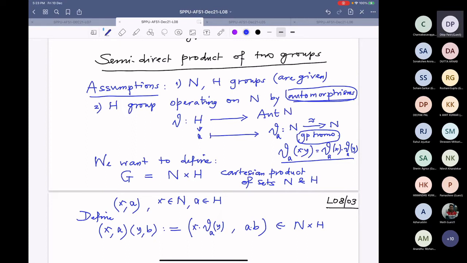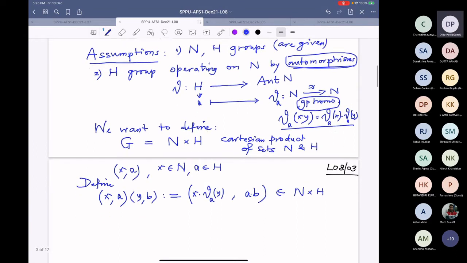And we have a natural map from N to G, the natural inclusion. So what is the map from N to G? As sets, G is this N cross H. And there is a natural map here. For any x, the natural map is x goes to (x, e_H), where e_H is the identity in H. And I also have a natural map from H to G.